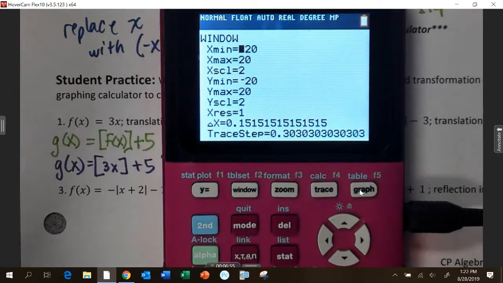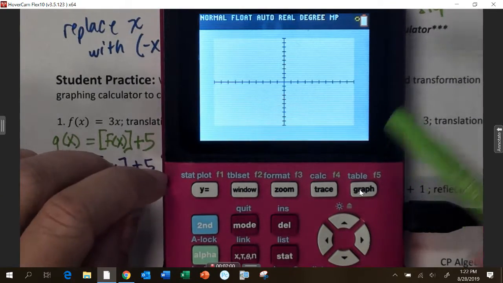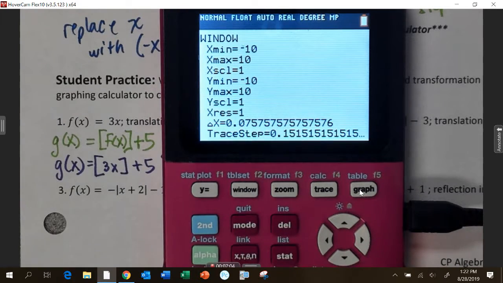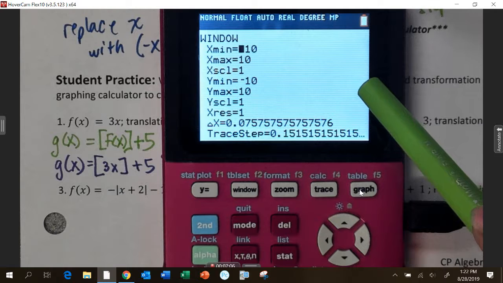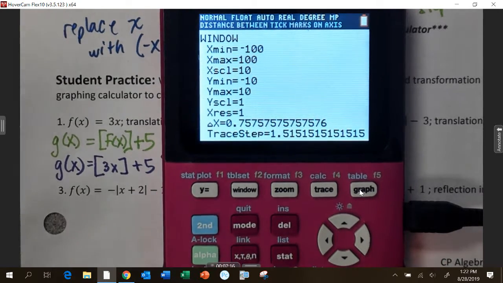If I want to just fix my window, quick fix. Zoom 6, and I'll go back to my window so you can see now my window is -10 to +10. So you can change your window to be whatever you want. You can change it to be -100 to +100 if you want, but maybe I don't want to count by 1s. Maybe I count by 10s for that. Okay, you can change your window to be whatever you want.